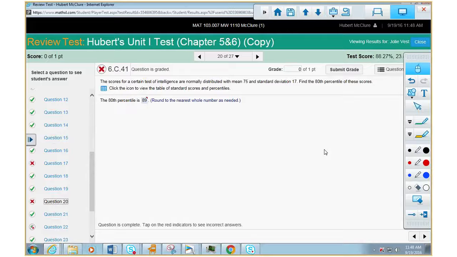Now, there's one little part at the end that we didn't cover. They're not asking you for the z-score, they're asking you for the x. And I forgot to show you the formula for x.